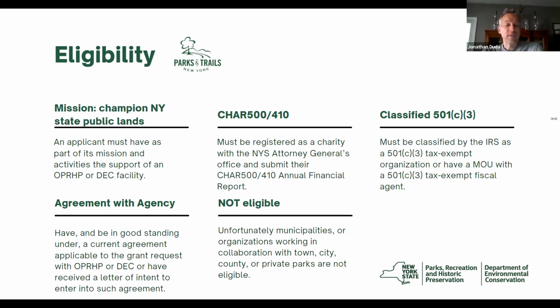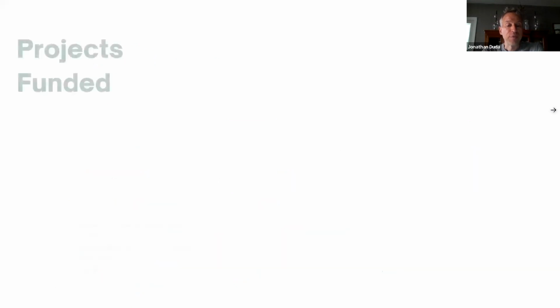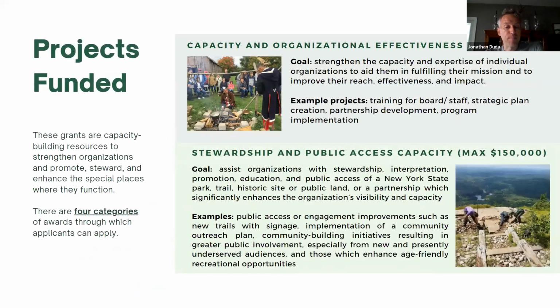Okay, so what does this fund? These grants were set up as capacity building resources to strengthen organizations, but also to promote, steward, and enhance the special places where they function. They are also meant to help hire staff, as well as to get small friends groups to become established as official nonprofit organizations. The grant program has four different categories through which you can apply.